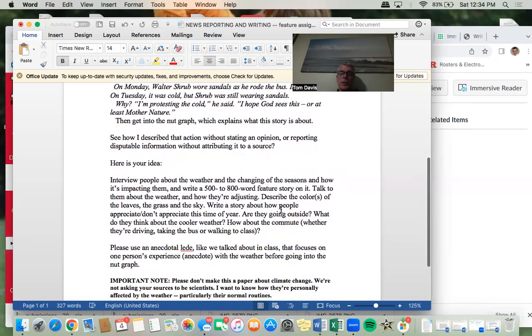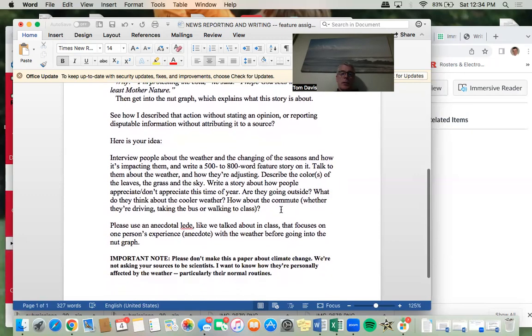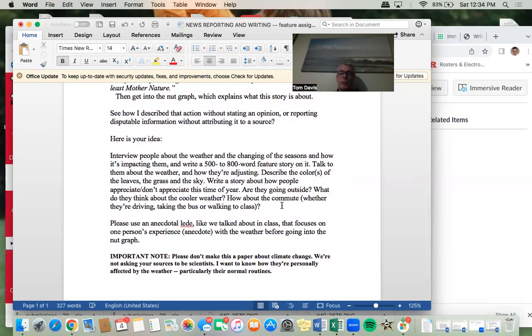Talk to them about the weather and how they're adjusting. Describe the color of the leaves, the grass, the sky. This is where you get into a little bit more of the description. Write a story about how people appreciate or don't appreciate this time of year. Are they going outside? What do they think about the cool weather? I've had people write about how they do appreciate it.